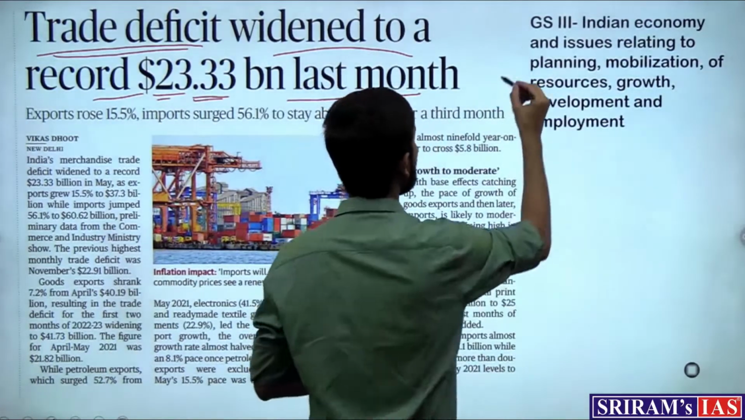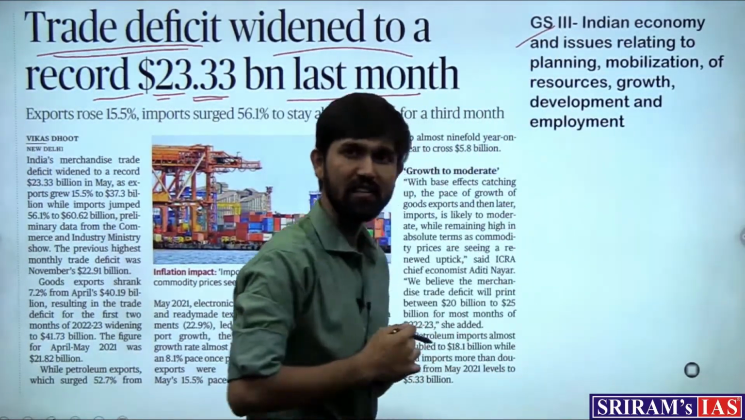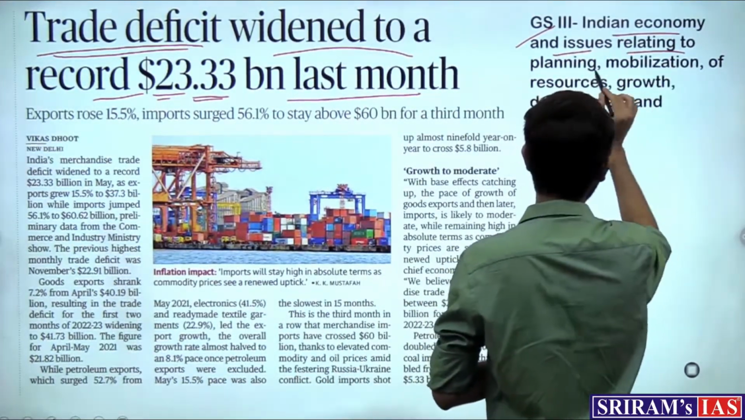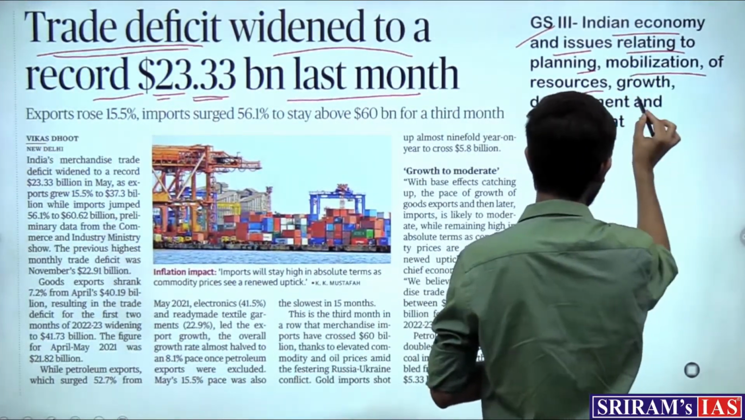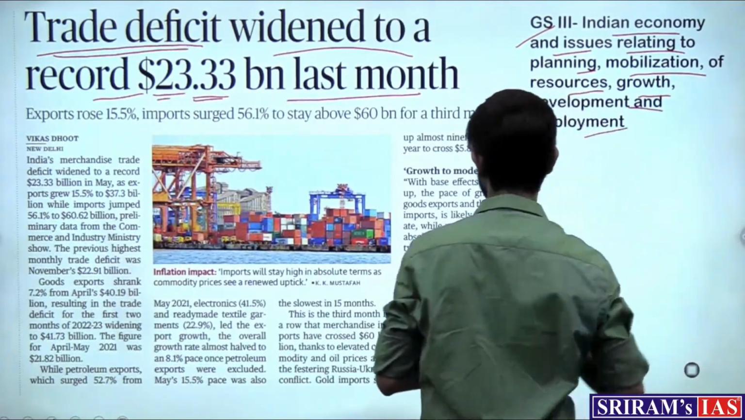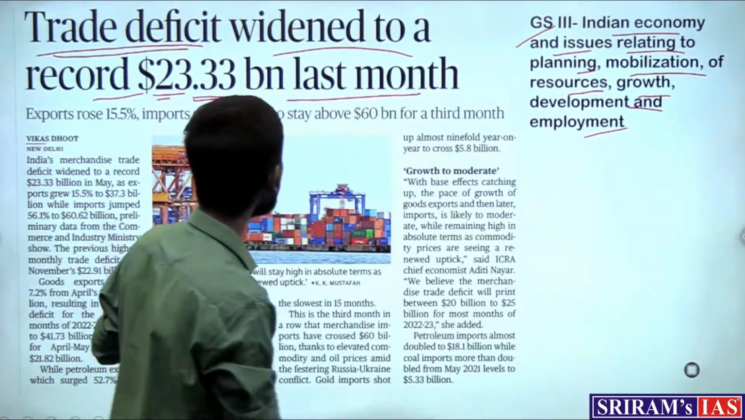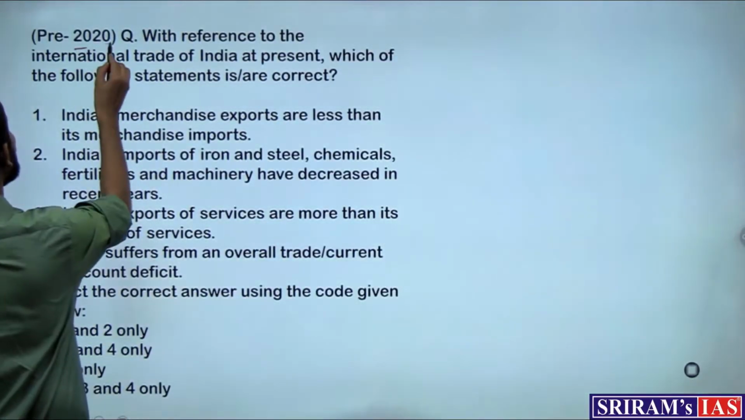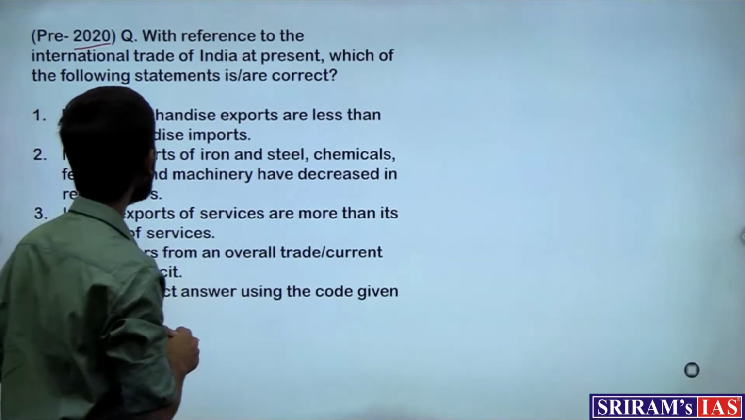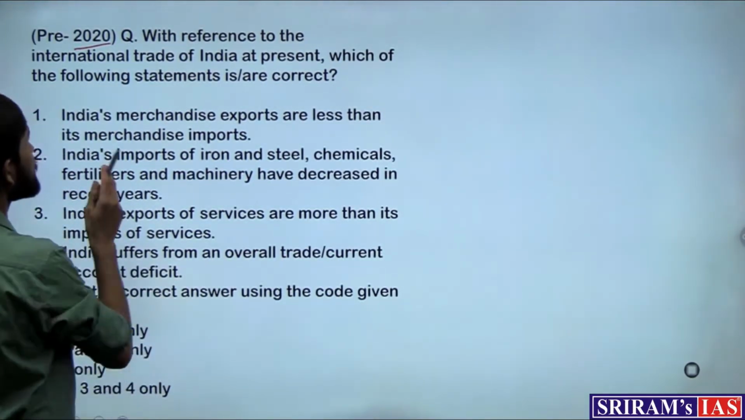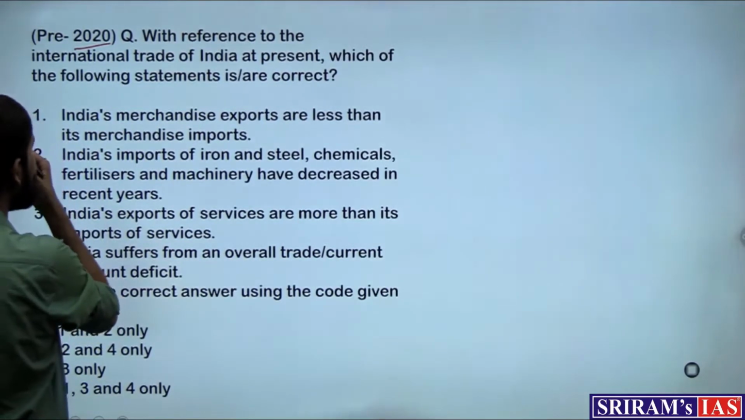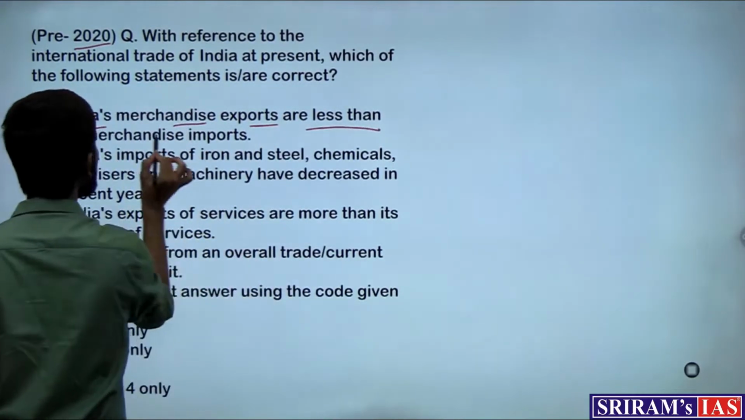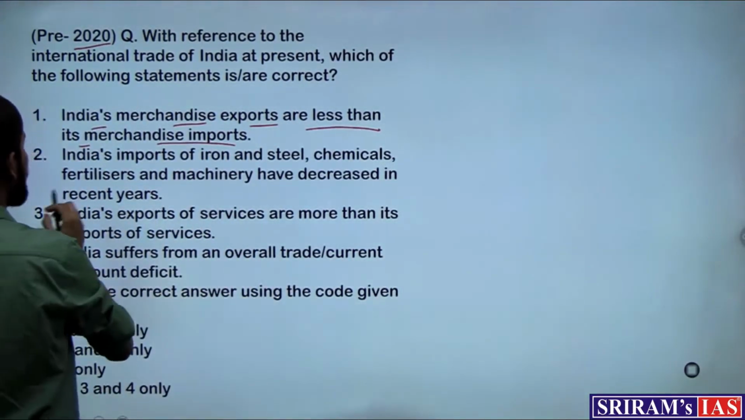First of all, it forms a part for us to study from the GS3 syllabus point of view, where we see Indian economy and issues relating to planning, mobilization of resources, growth, development and employment. Now, when we talk about this article, let's look at a previous year question paper that appeared in the 2020 prelims paper, which talked about the same thing that is being talked about in the article, which is about India's merchandise exports being less than its merchandise imports, right?